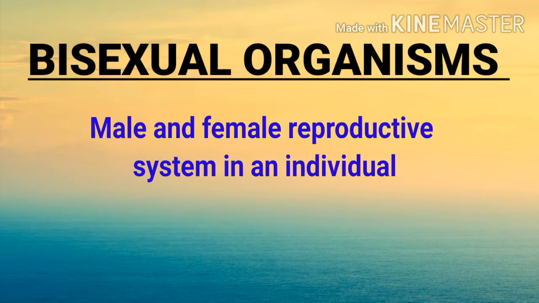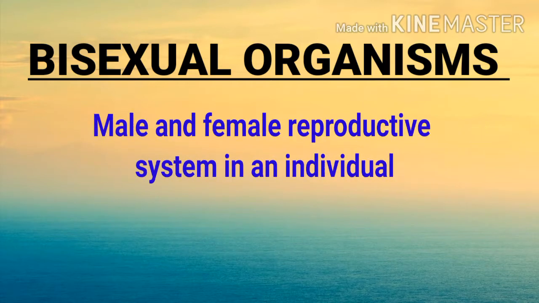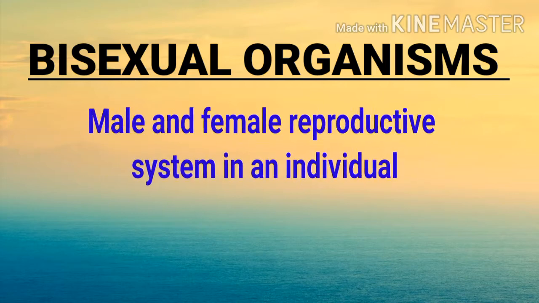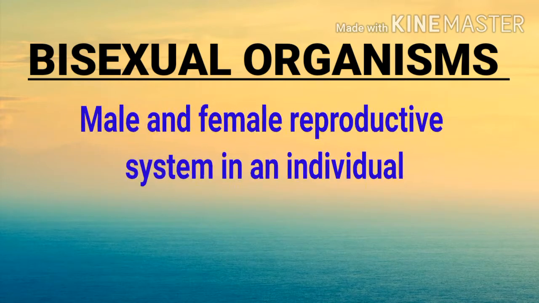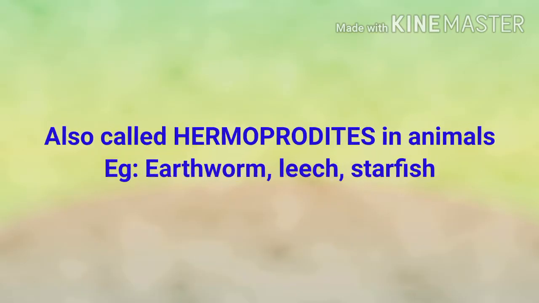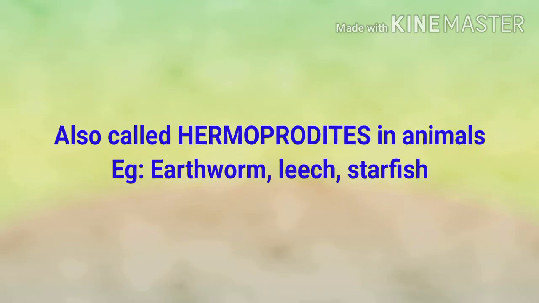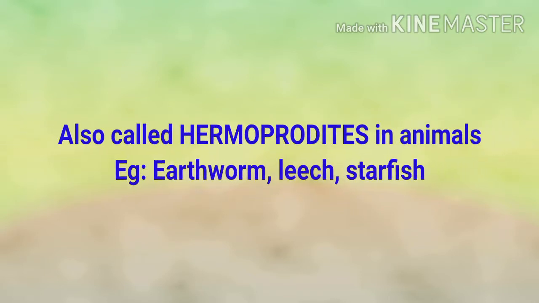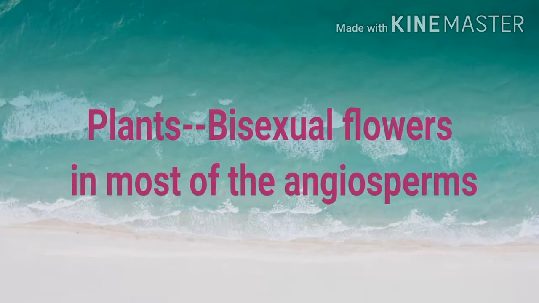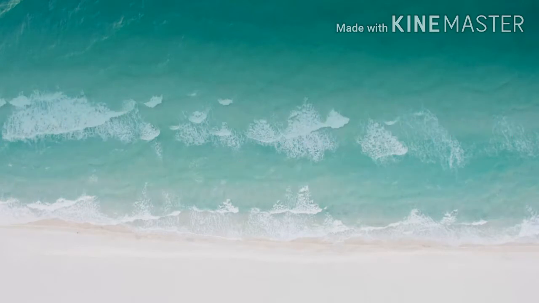Okay, next let us see what bisexual organisms are. It means in one body we can see both reproductive organs. Both male and female gametes will be seen in one individual. In animals, they are also called hermaphrodites. Examples are earthworm, leech, and a few starfishes, belonging to the phylum Echinodermata. Here in the picture you can see an earthworm. Both male and female reproductive organs are seen in one individual body. Clear, children? In plants, most of the angiosperms produce bisexual flowers.